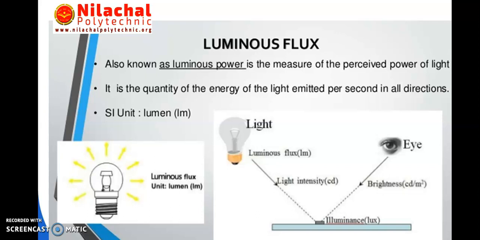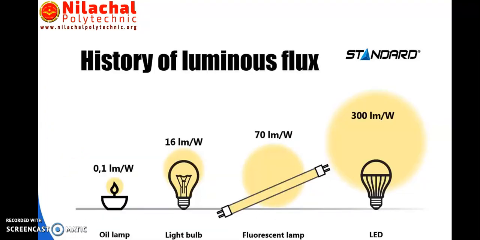This is one of the graphical representations, so it is not required for you. Now we will discuss the history of luminous flux. Generally, an oil lamp gives 0.1 lumen per watt, a light bulb 16 lumen per watt, a fluorescent lamp 670 lumen per watt, and an LED 300 lumen per watt.